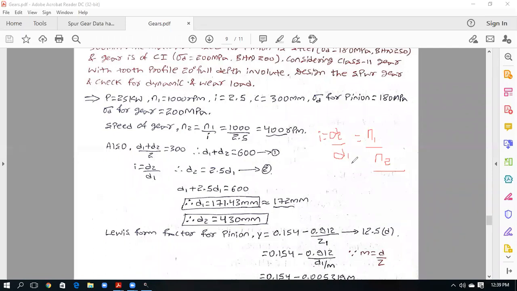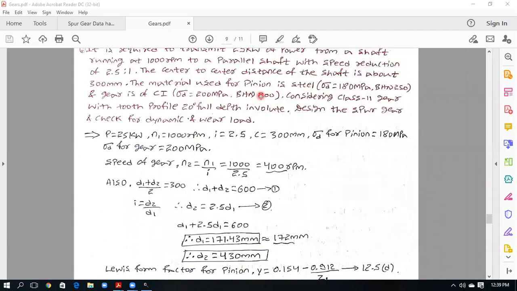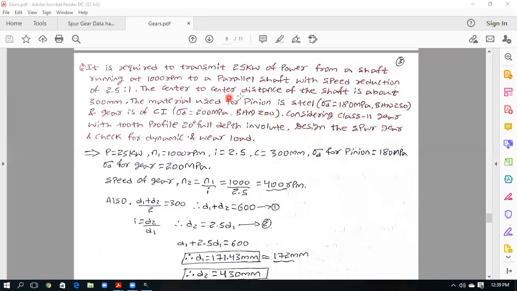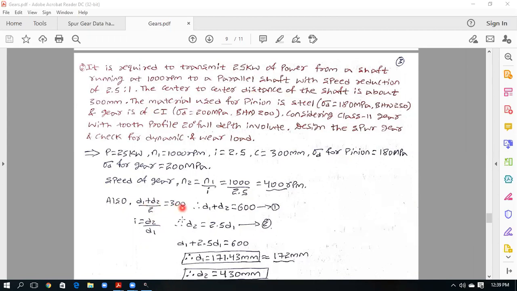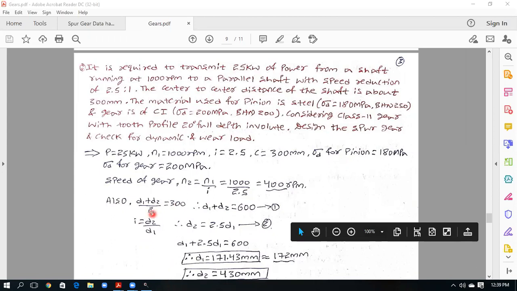To find that, in the given statement he has mentioned that the center to center distance of the shafts is about 300 mm. The center distance is (d1 plus d2) divided by 2 is equal to 300. Therefore, d1 plus d2 is equal to, taking this 2 to the right hand side, 300 into 2. That is 600. Call this equation 1. In this equation, two unknowns are there, so you can use the speed ratio formula, which is d2 by d1.